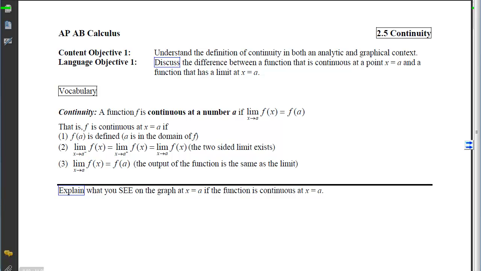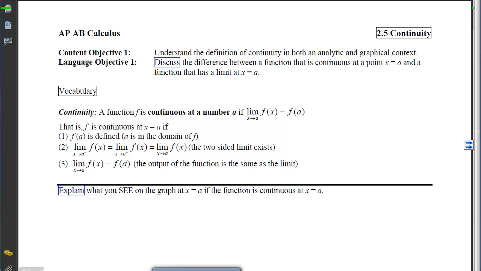This is section 2.5, continuity, and our first objective is to understand the definition of continuity in both an analytic and a graphical context. So, when we're done with this objective, I want you to be able to discuss the difference between a function that is continuous at a point and a function that has a limit, because they are connected, but they are not the same thing.